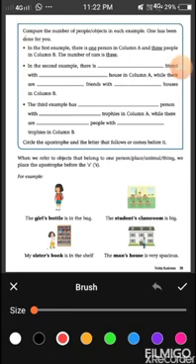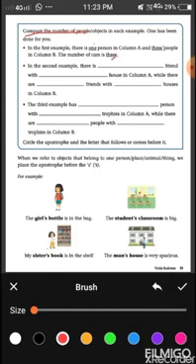Compare the number of people and objects in each example. One has been done for you. In the first example, there is one person in column A and 3 people in column B. The number of cars is 3.